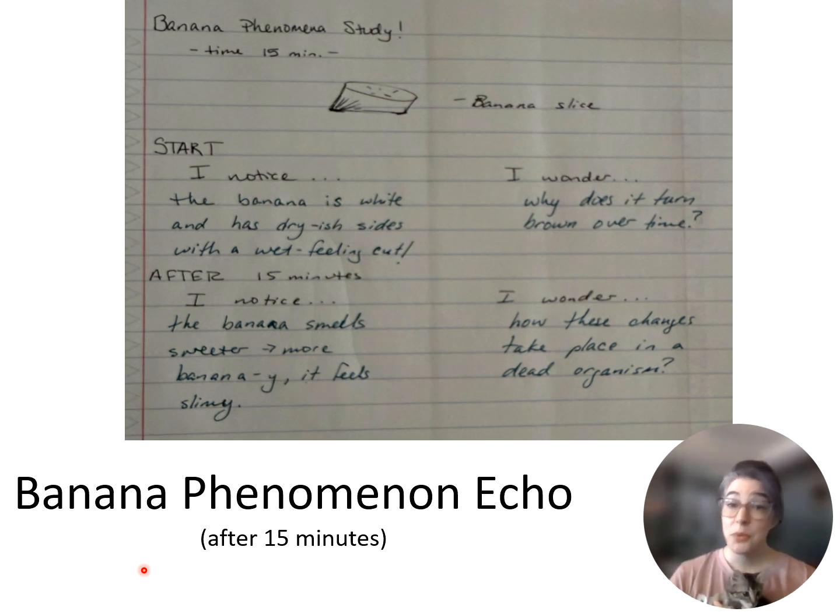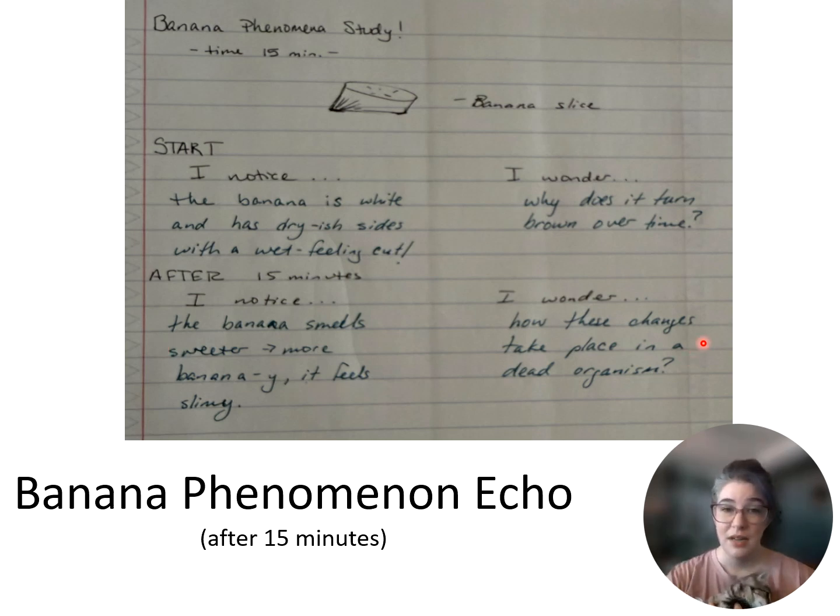So here's what my page looks like. I still have my initial I notice and I wonder, and now it's been 15 minutes and I've noted the time because I don't have to memorize everything. I can write down my notes. And I notice the banana smells sweeter. It smells more banana-y and it feels a little slimy. It feels different. Before, it had a dry feel on the sides. It no longer has that. And it just felt wet at the cut side, that top side. But now it feels slimy. I don't want to touch it.